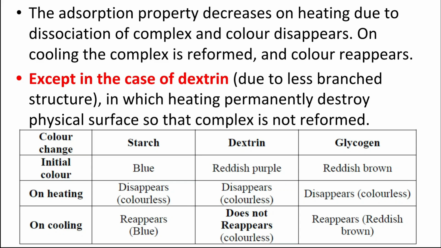Here the structure is less branched. So when you heat the structure, if your sample is dextrin, the physical structure gets completely destroyed and it is not going to form the color.